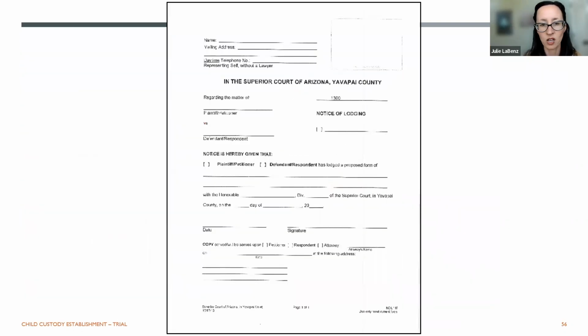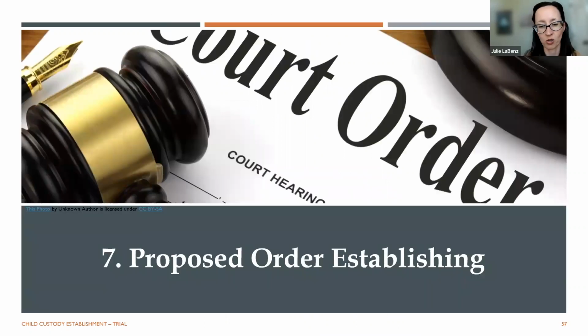Here's what a notice of lodging looks like. I didn't find one of these in the Maricopa County forms, but I did find it in the Yavapai forms. So this is just a cover sheet that goes on the proposed order establishing. And by lodging it, that opens up an objection period. So you do the notice of lodging and your proposed order, and then the other side has 10 business days plus 5 straight days to file an objection if they object to anything that's in your proposed order.